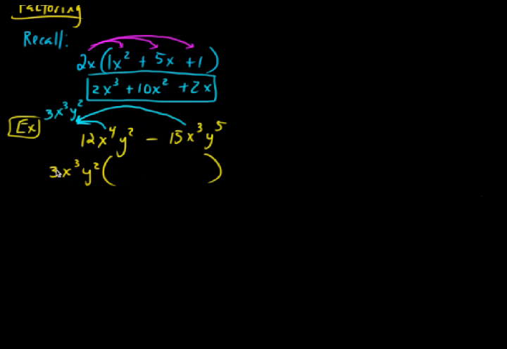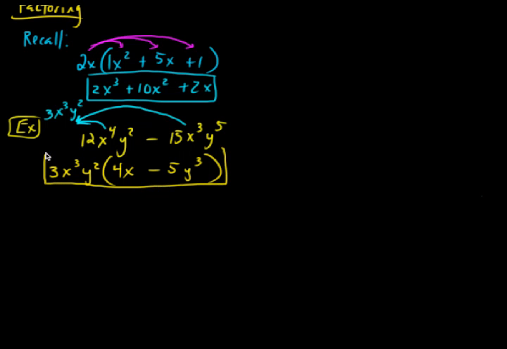So 3 times 4 is 12. X cubed times x would give me the x to the fourth, and y squared is already present, so I don't need any more y's. And then for the second term, this times what would have given me this term. So this is negative, and a positive times a negative would equal a negative, so it must be negative. 3 times what is 15? That's 5. X cubed is already present, so I don't need it anymore. And y squared times y to the third would be y to the fifth. So this would end up being my answer.